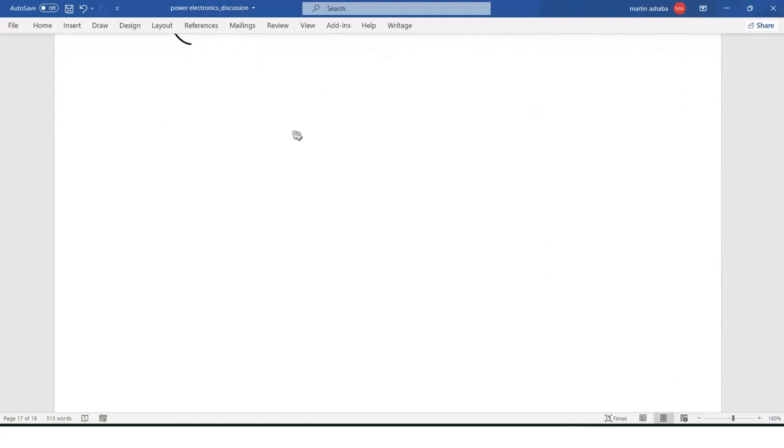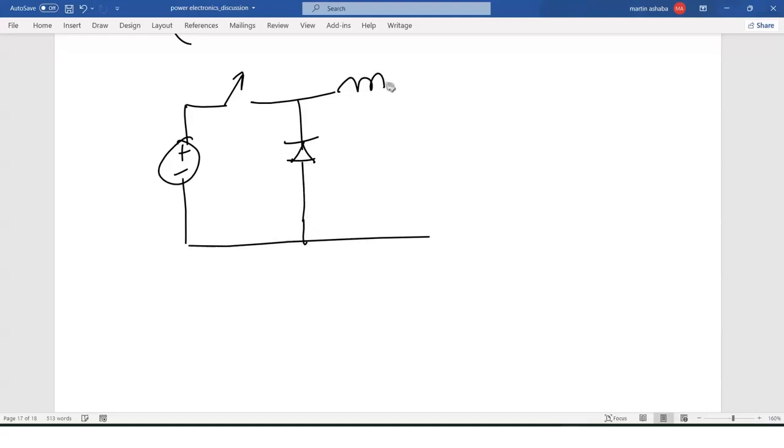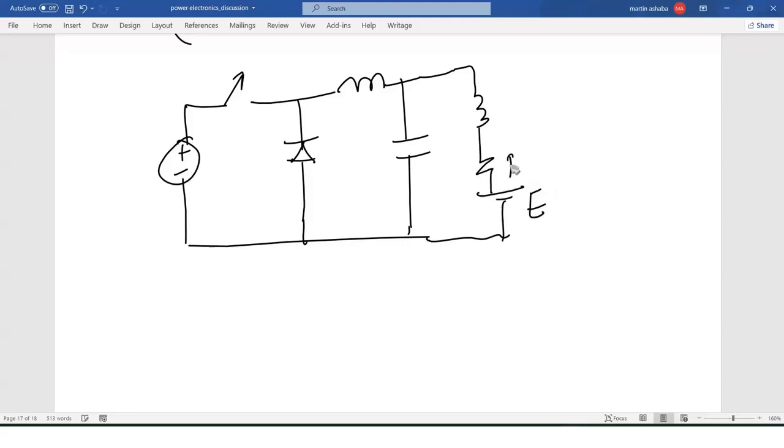always in parallel. So for that matter, if you draw the circuit, for example, you have the DC voltage source, this is the switch, and this is the freewheeling diode. You have the inductor, maybe you have the capacitor here, then finally you have a load this side. This is E, this is R, this is L, this is C, this is the freewheeling diode. So the voltage across here is the same as the voltage across the diode because they are in parallel.